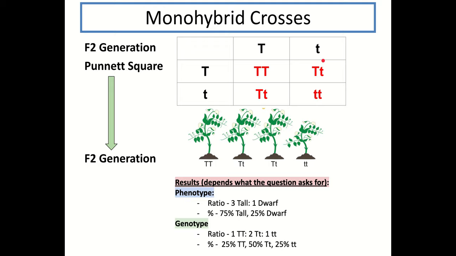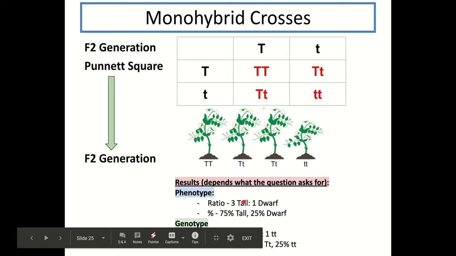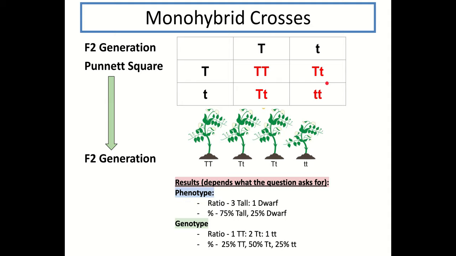So in my phenotypic ratio, I write three tall, colon, one dwarf, because this one doesn't have a big T, so it's going to be a dwarf phenotype. So my final answer, if they ask me for a phenotypic ratio, is three tall to one dwarf. Now let's imagine instead of phenotypic ratio, they ask for a phenotypic percentage instead.